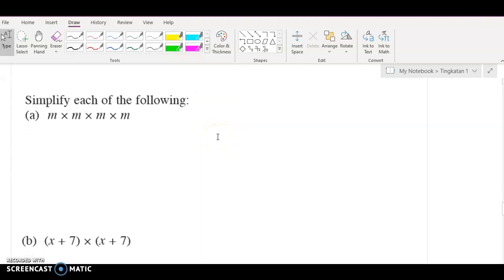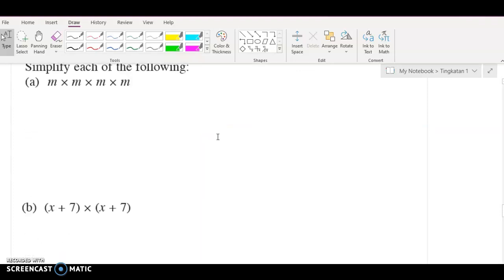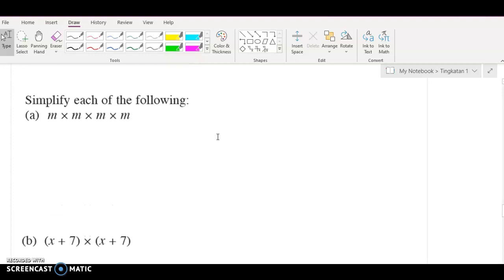Now we look at how to simplify the following. m times m times m times m.